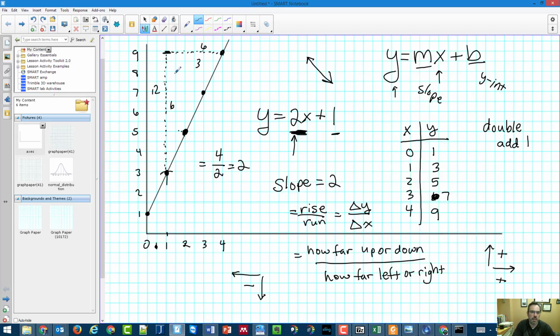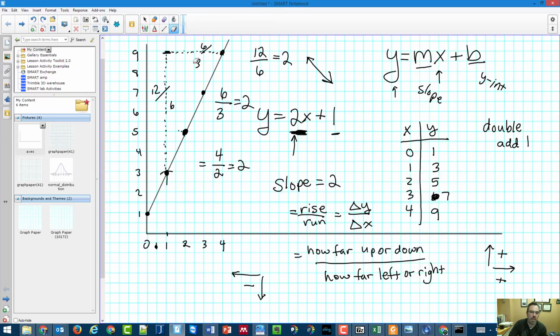Notice whichever way I did that. The first way, I would have the change in y is 12, the change in x is 6, still a slope of 2. If I counted by the actual numbers, 1, 2, 3, 4, 5, 6 up, and 1, 2, 3 over, I have a change in y of 6, a change in x of 3, still a slope of 2. No matter how you look at it, you're going to end up with a slope of 2.